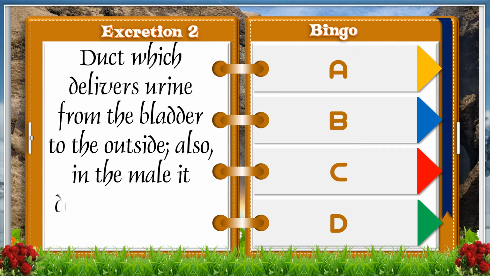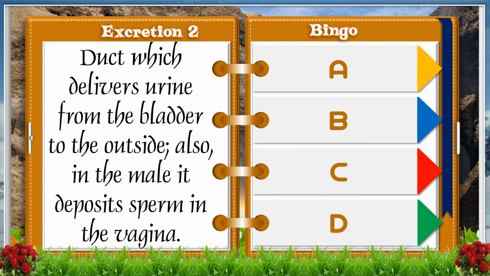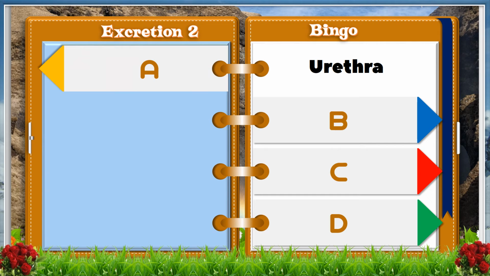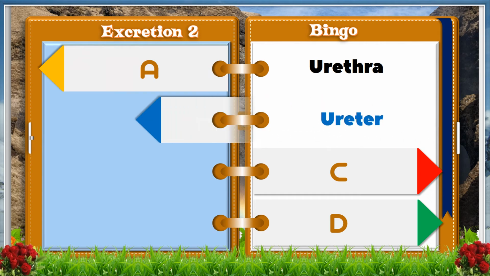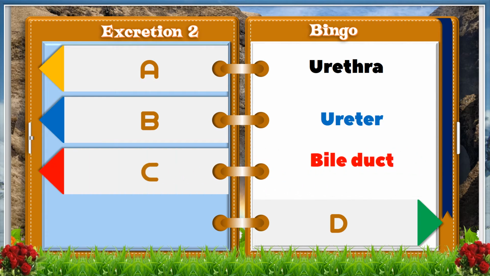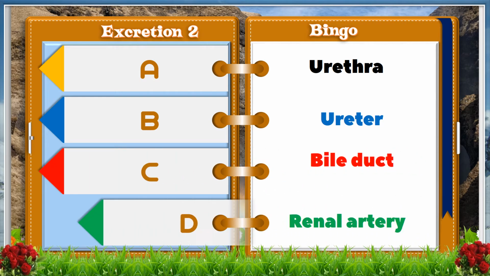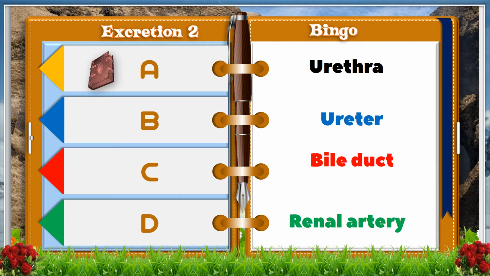Duct which delivers urine from the bladder to the outside. Also, in the male, it deposits sperm in the vagina. A. Urethra. B. Ureter. C. Bile duct. D. Renal artery. And the answer is A. Urethra.